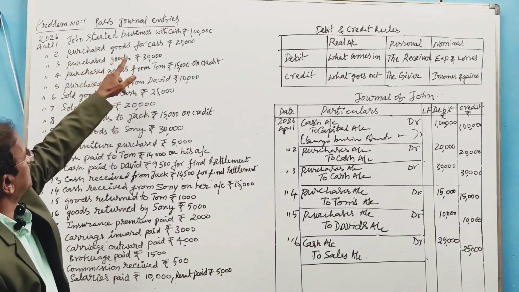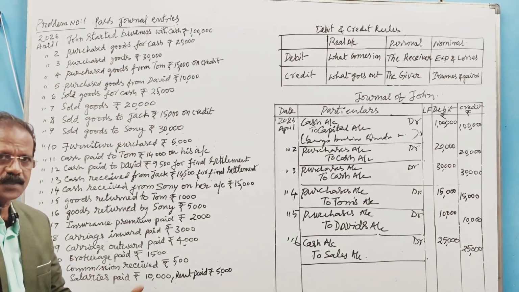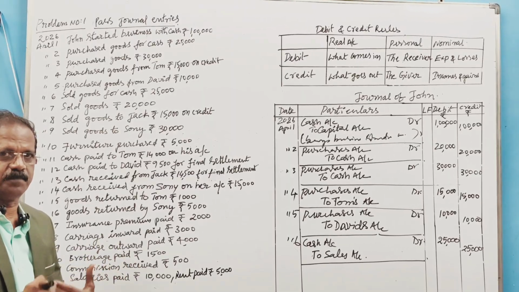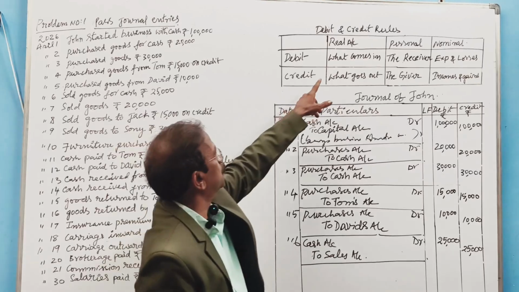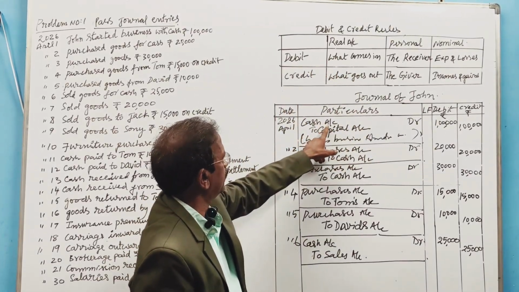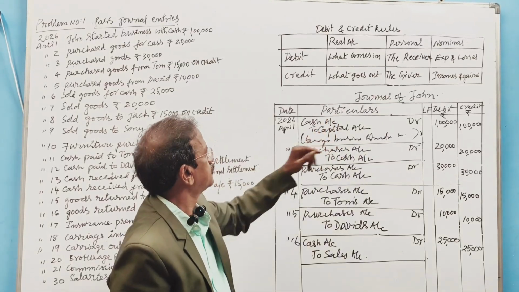John started business with cash. Means we started business with cash. What is coming into our business? Cash is coming into our business. According to this rule, debit what comes in, cash is coming in. So cash account is to be debited.